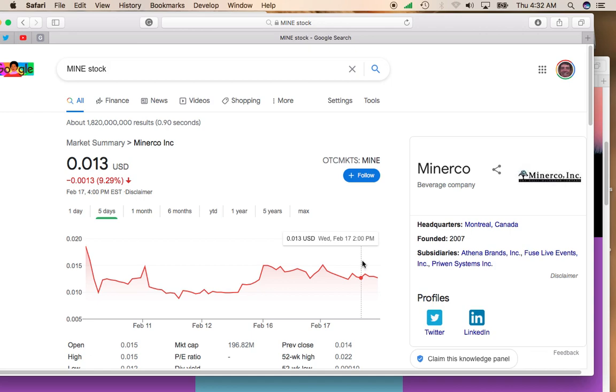But when the cannabis stocks begin to break out, I think Minerco will break out, and it has a potential to move up a lot higher and a lot faster. So definitely keep this stock on your radar. Maybe wait till it breaks 2 cents before you dabble a little bit on it.